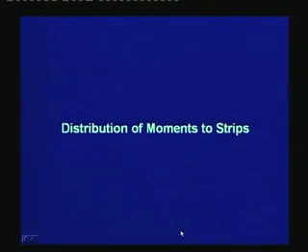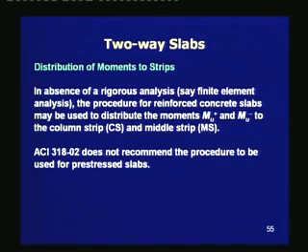Next, we are understanding the distribution of moments to the two strips, column strips and middle strip. In absence of a rigorous analysis, say finite element analysis, the procedure for reinforced concrete slabs may be used to distribute the moments Mu plus and Mu minus to the column strip and middle strip. Of course, ACI 318-02 does not recommend the procedure to be used for prestressed slabs. Thus, we can use this procedure of distributing the moments with caution.